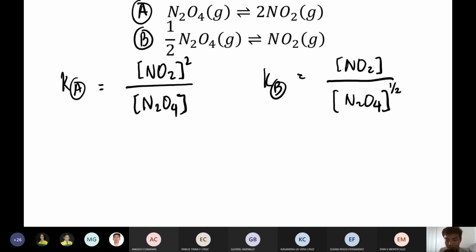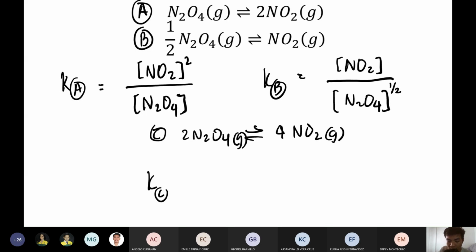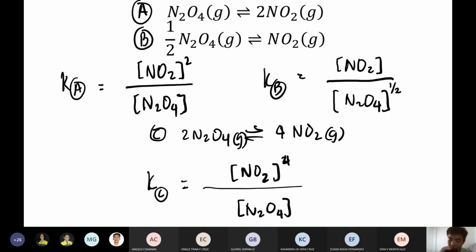No? What if naman i-times 2 ko yan? Kunwari, i-times 2 ko yan. What will happen to the K? So what happens to the K is that it becomes the square of the original. Okay. So kunwari ito, i-times 2 ko to. Ito na yon. Tignan mo, kapag times 2 ko to, what will happen to the equilibrium constant? It becomes the square of the original. This squared is this. This squared is this.